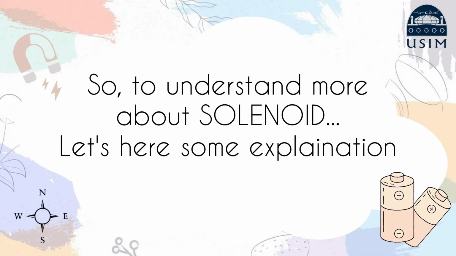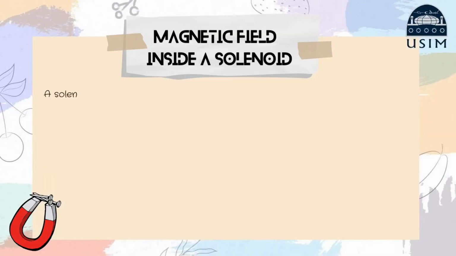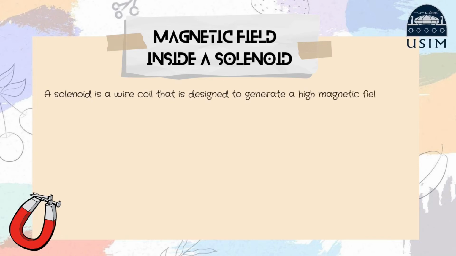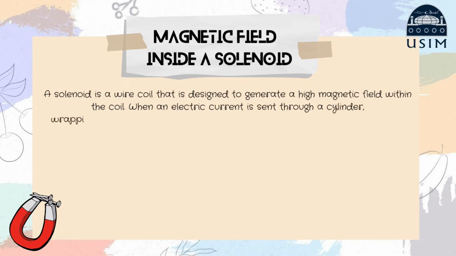So, to understand more about solenoid, let's hear some explanation. First of all, let me introduce to you what is solenoid. A solenoid is a wire coil that is designed to generate a high magnetic field within the coil when electric current is sent through a cylinder. Wrapping the same wire around it numerous times creates a strong magnetic field.